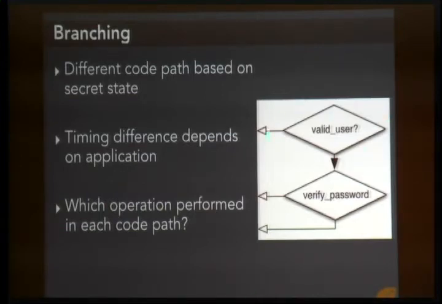Something that we talked about before is the username enumeration, for example. Is there a valid user, yes or no? And it takes two different code branches based on that decision. And the timing difference between these two branches obviously depends on the application and which kind of operations are happening along either of the branches. But if you can distinguish these two, then we can learn something about the system.